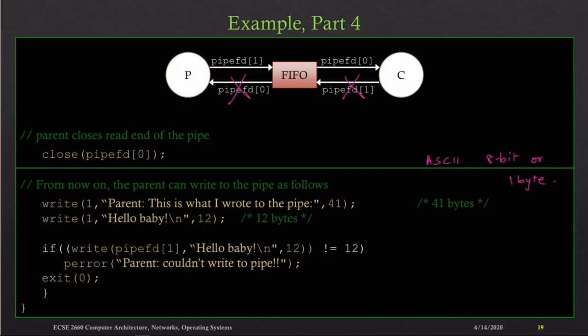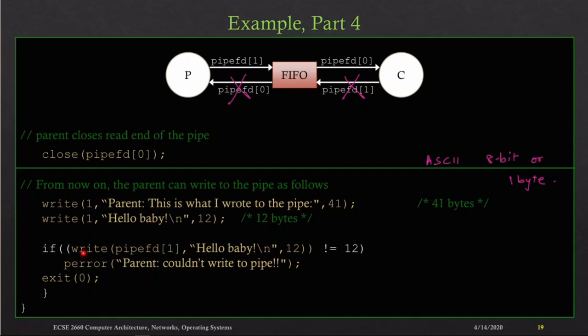So on the screen, file descriptor 1, the parent is going to write this is what I wrote to the pipe, the 41 characters or 41 bytes, followed by another statement which is to write to the same screen hello baby exclamation point new line character, which is a total of 12 bytes. Notice the new line character also counts as a character, and the space also counts as a character. So we are going to simply write those two to the screen. Notice this is not to the child, this is just on the screen.